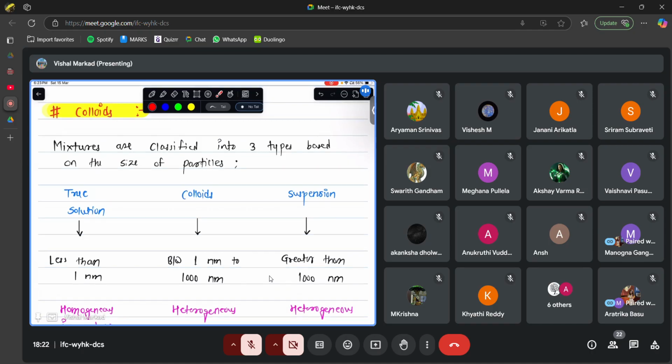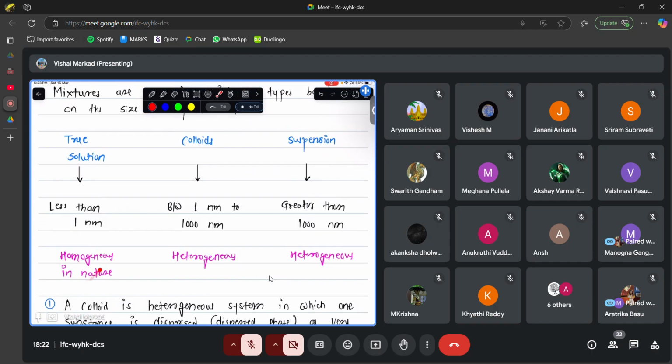Okay. Now true solutions are homogeneous in nature. Let's suppose we are taking water and adding salt in that, that will form a homogeneous mixture. That is an example of true solution. Then comes colloids. Colloids will be heterogeneous, and suspension will also be heterogeneous.